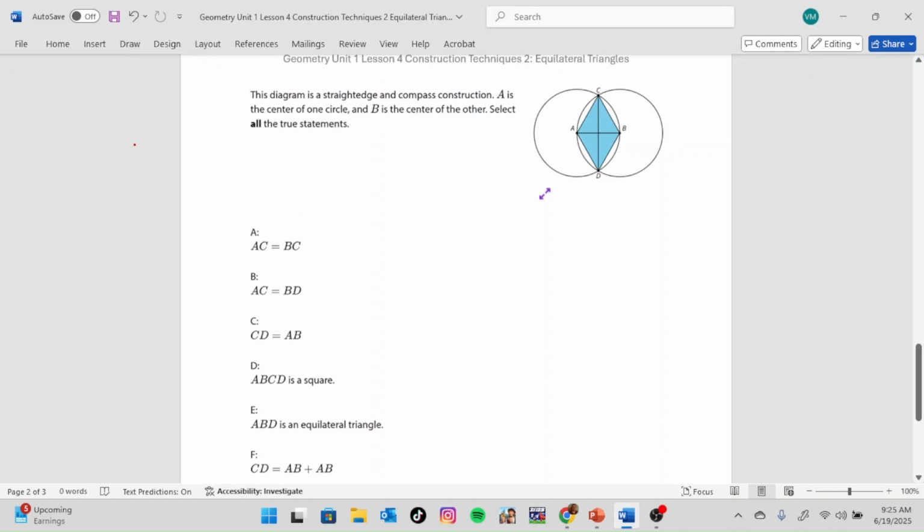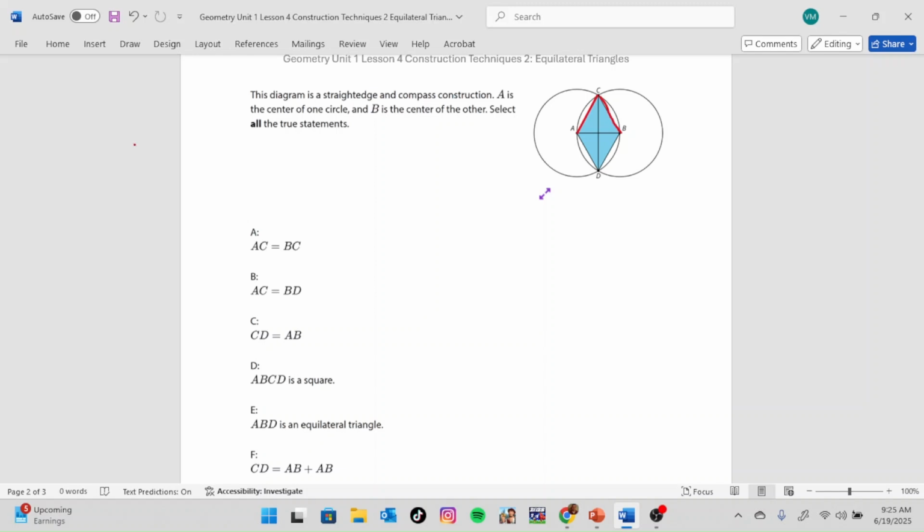Practice problem number 3. This diagram is a straight edge and compass construction. A is the center of one circle, and B is the center of the other. Select all the true statements. So choice A says that line segment AC, which we see right here on the left circle, equals line segment BC, which we see right here on the right circle.